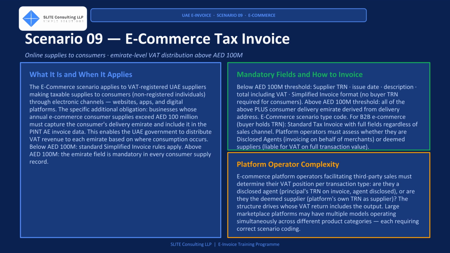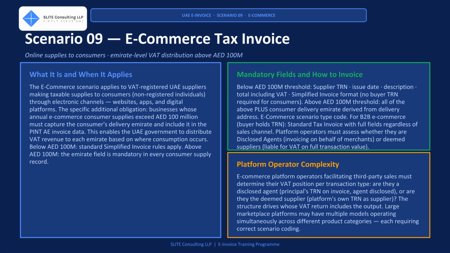Below the threshold, standard simplified invoice rules apply. Supplier TRN, issue date, description, total including VAT. No buyer TRN required. Above the threshold, all of the above plus the consumer delivery emirate derived from the delivery address. For B2B e-commerce, where the buyer has a TRN, a standard tax invoice with full fields applies regardless of channel. And here is the complexity for platform operators.